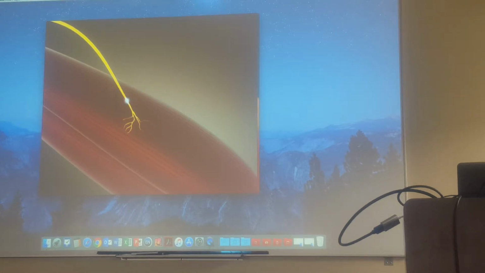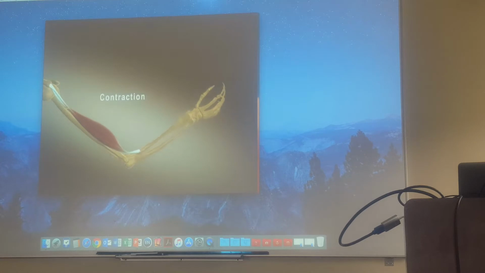Thus, calcium ions are responsible for the coupling of excitation to the contraction of skeletal muscle fibers.